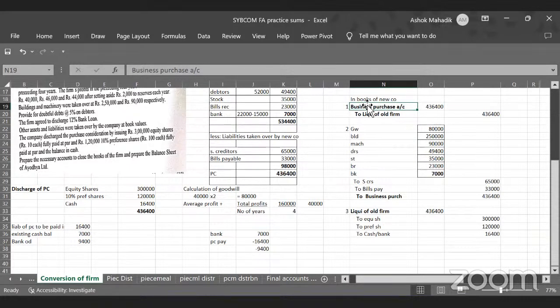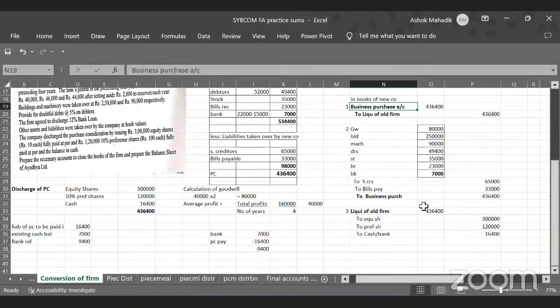Clear? Then we'll record all the assets and liabilities which are there in the PC calculation. All assets to all liabilities, and the difference is the PC amount. So write to business purchase. So even this entry will tally. Now that liquidator, from whom we bought the business in the first entry, will be settled by giving equity shares, preference shares, and cash/bank. So liquidator to equity shares, to preference shares, to cash/bank. Is this clear, students? These three entries.